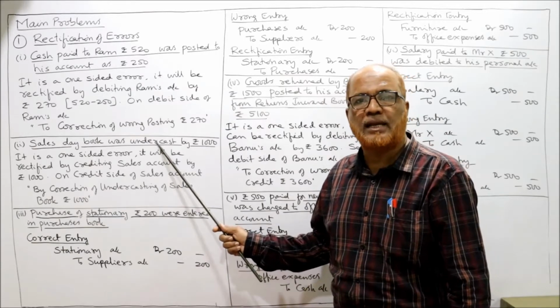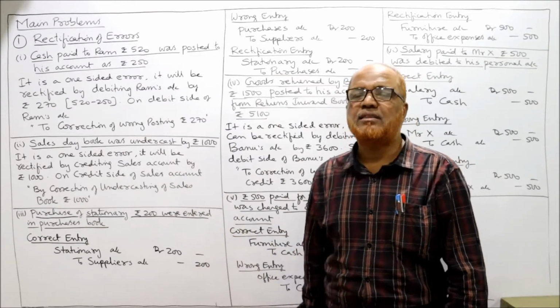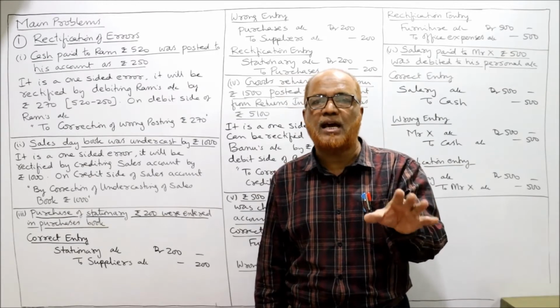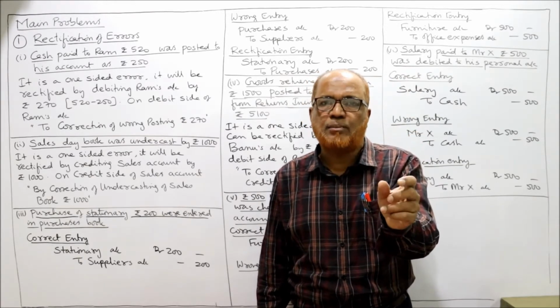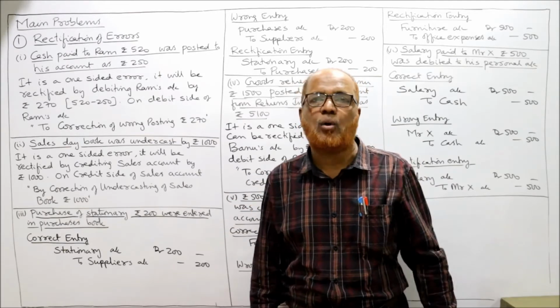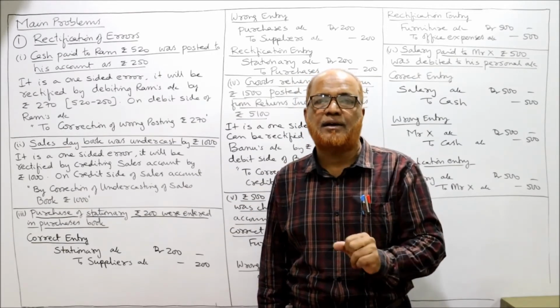Undercast means the total taken is less. How much undercasting? 1000 rupees less amount he has taken in the total. And this less amount will go to the sales account. Sales account will be credited.